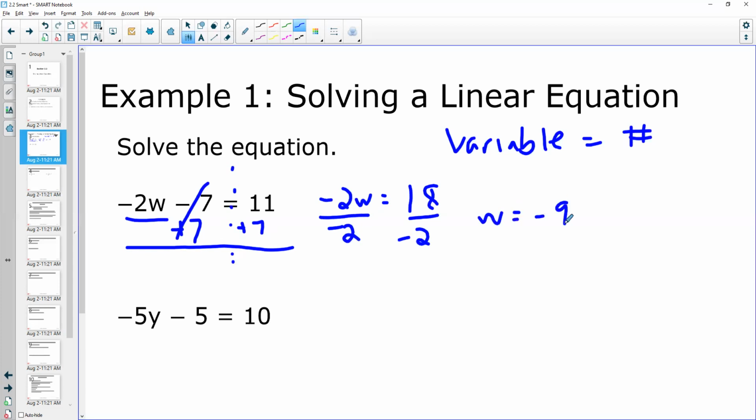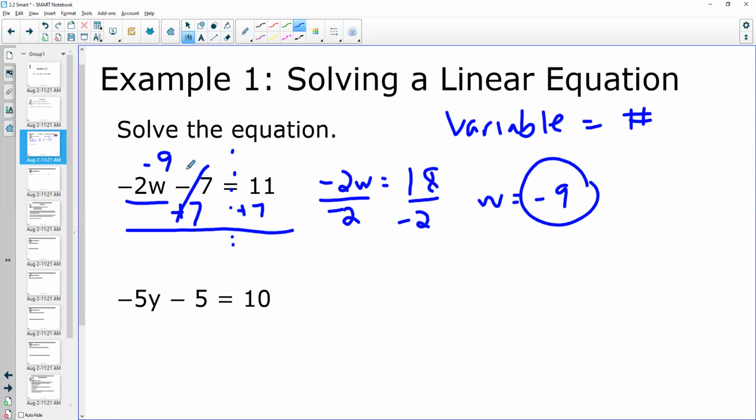Remember always that you can check. So I could put that negative 9 back in here for w. Negative 2 times negative 9 is positive 18, pardon me. 18 minus 7 is 11. So we can check and see that we did it right.